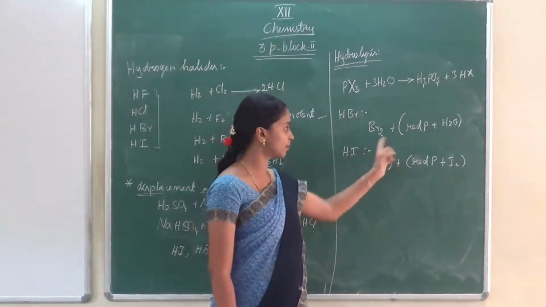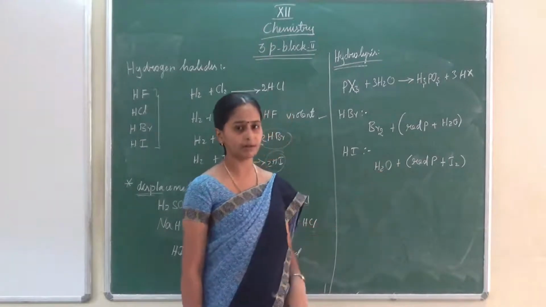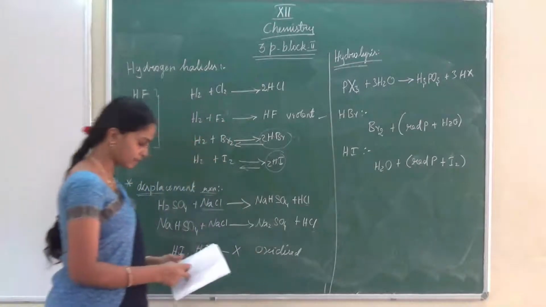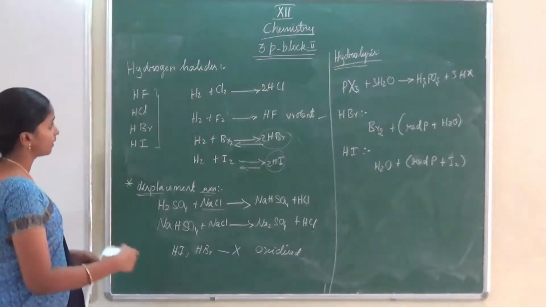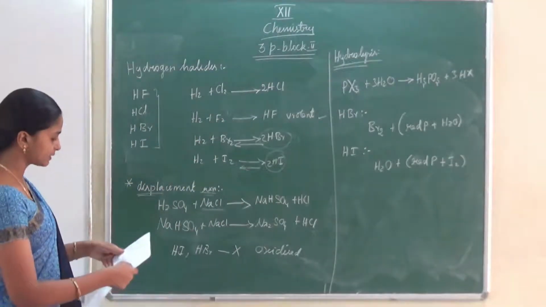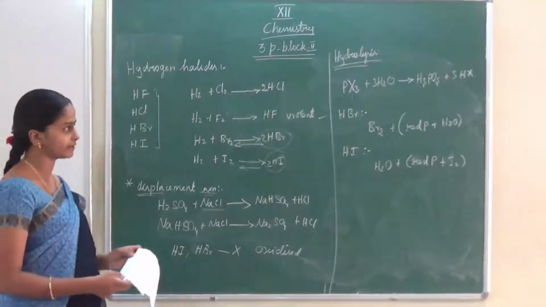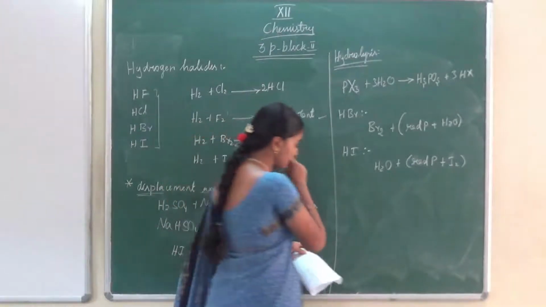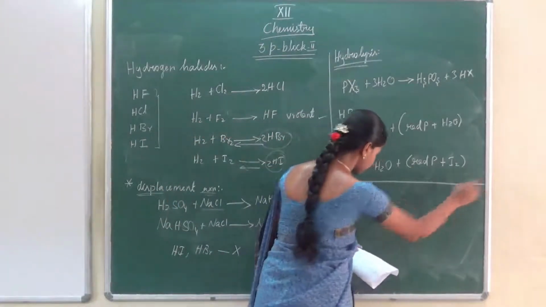This combination they can give in a different order, so you have to remember correctly. So these are the methods to prepare hydrogen halides. The next one: from covalent hydrides also we can prepare them. Here the halogens are reduced into hydrogen halides.